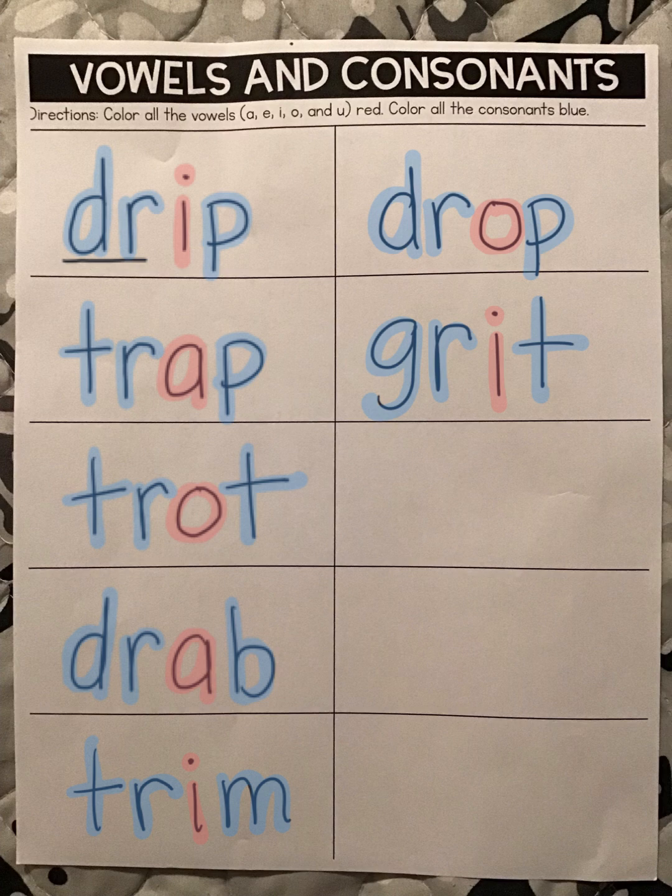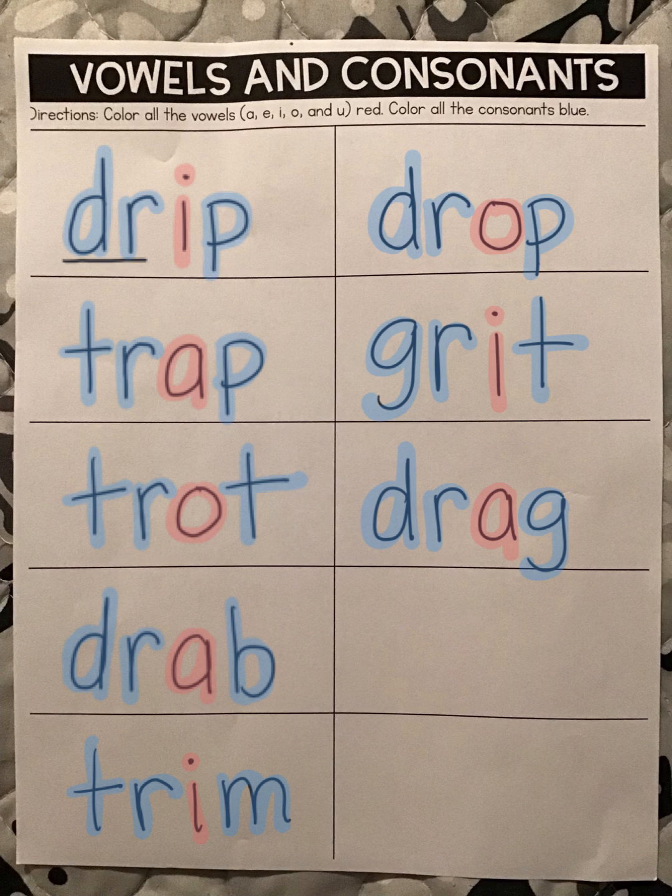Our next word is drag. D, R, A, G. Drag. With your red crayon, please trace the vowel in drag. A is my vowel in drag. With your blue crayon, please trace the consonants. D, R, and G are my consonants in drag.